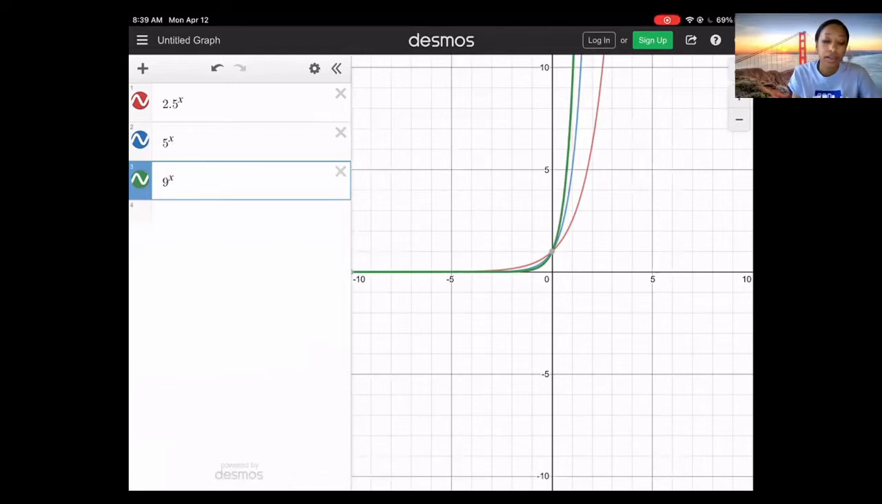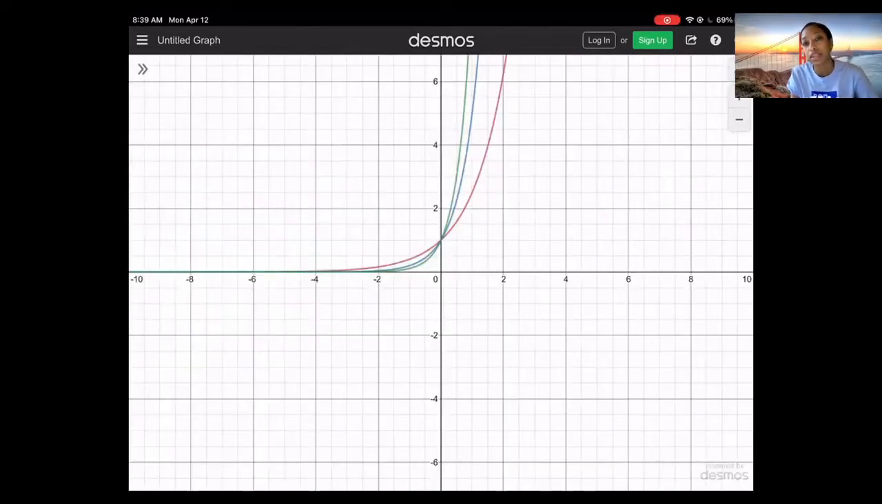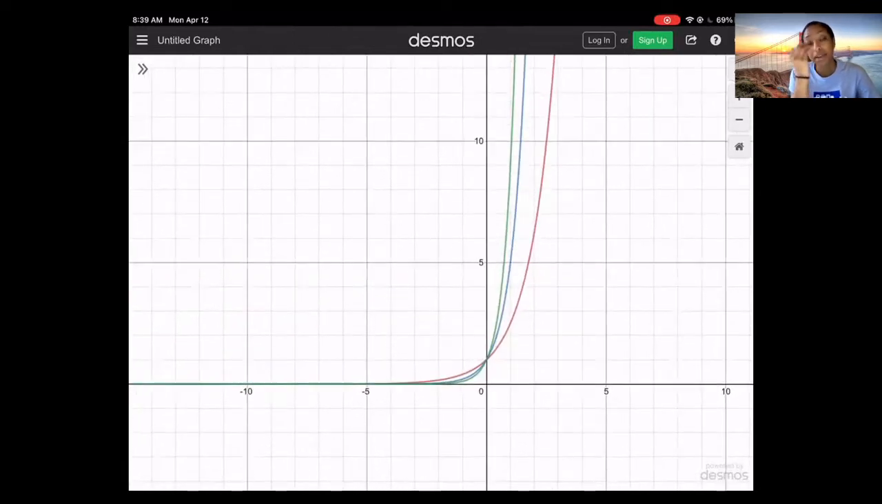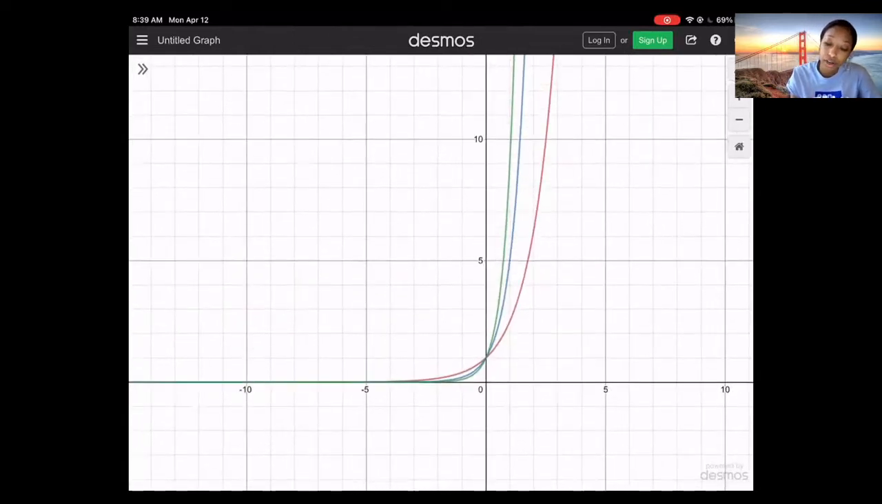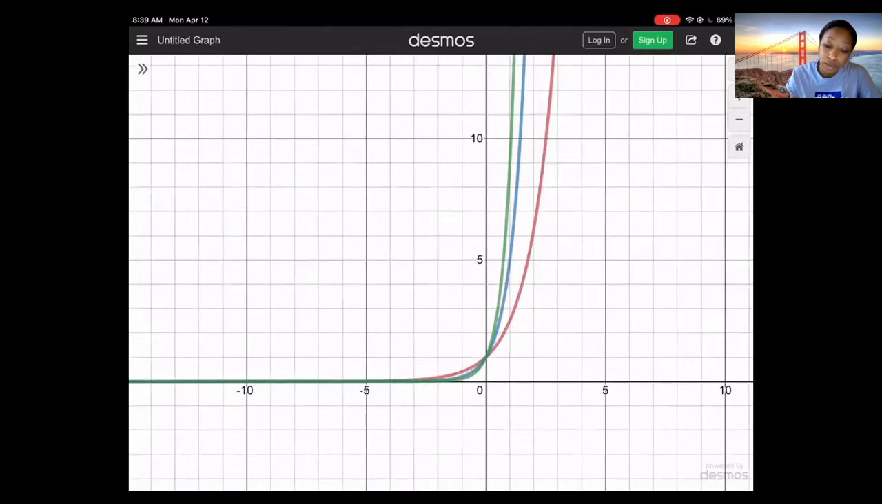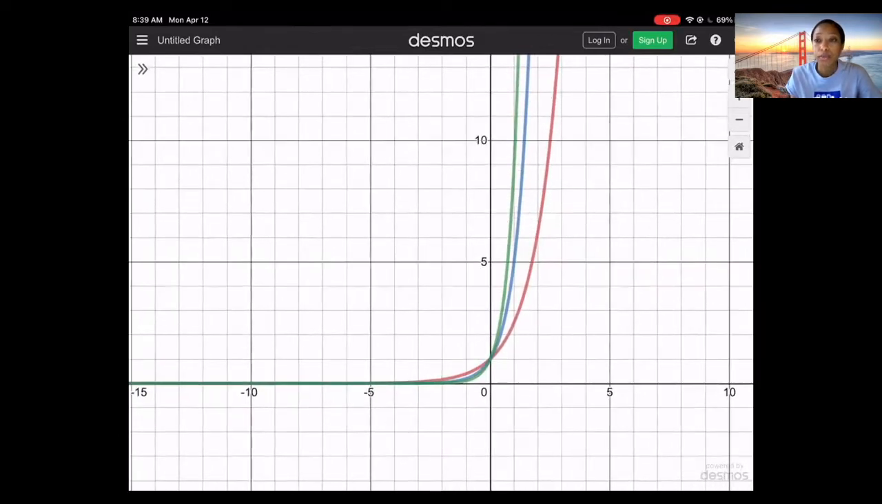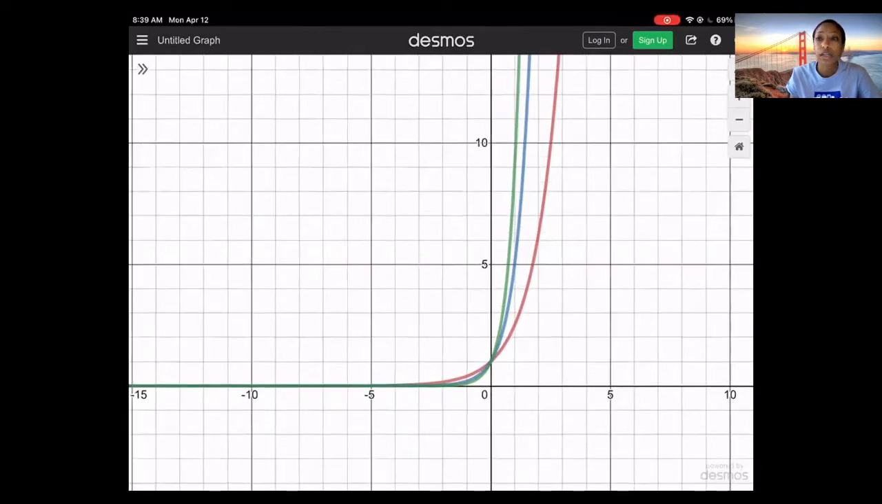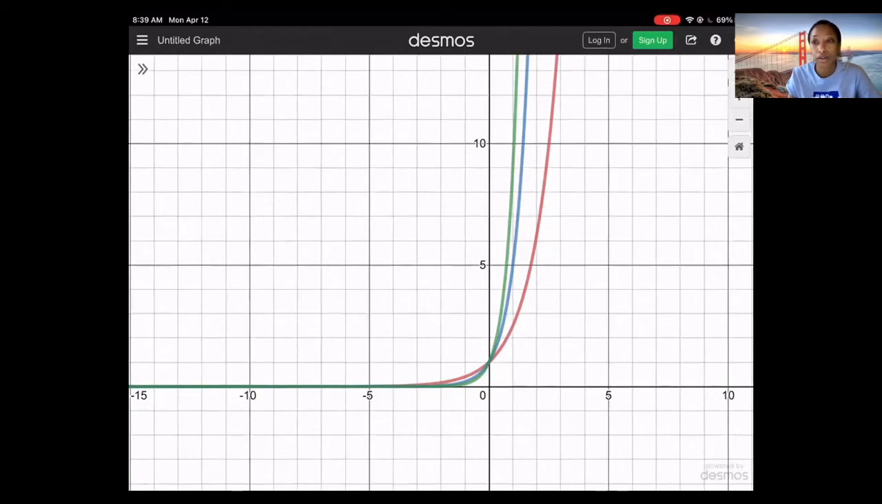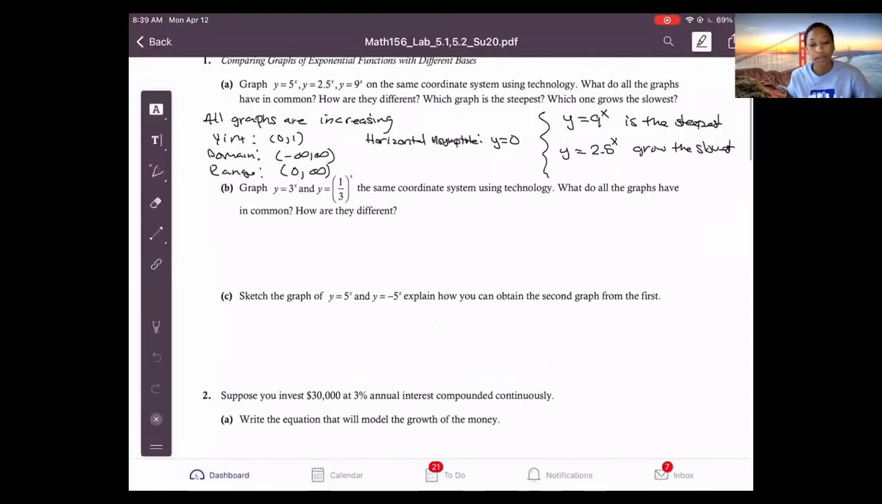Okay, and as you can see here, even if I didn't see those graphs and know which color matched with which, just by knowing that my biggest base is 9, I know that this green curve, the steepest one, should be 9 to the x. Next steepest would be 5 to the x, which is the blue curve, and the last, or least steep, would be 2.5 to the x, which is the red curve. All right, then on to B.